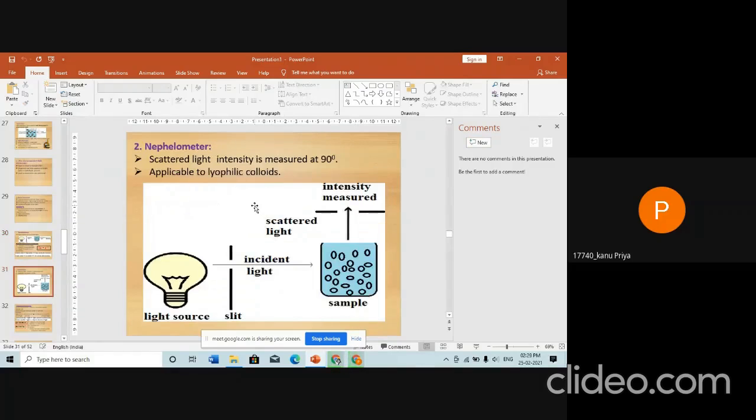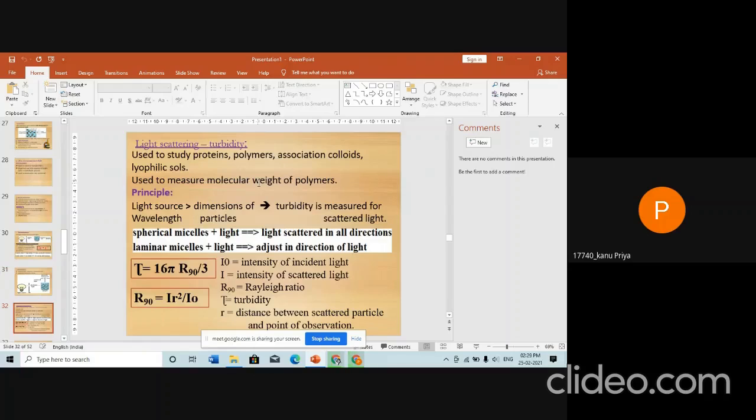Next is the nephelometer. When the amount of dispersed particles is low, the intensity of scattered light is measured at right angles to the direction of the incident light. I repeat, when the amount of dispersed particles is low, the intensity of scattered light is measured at the right angle, that is 90 degrees, only applicable to lyophilic colloids. And then is light scattering turbidity. This method is used to study proteins, polymers, association colloids, and lyophilic salts. It is also used to measure the molecular weights of polymers.